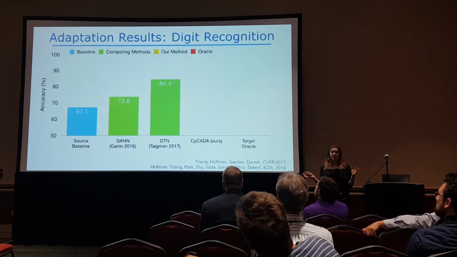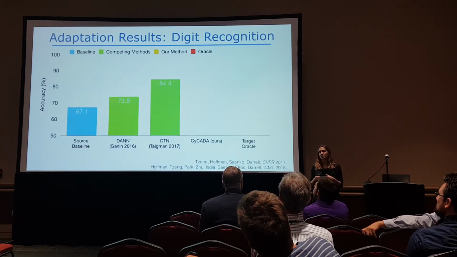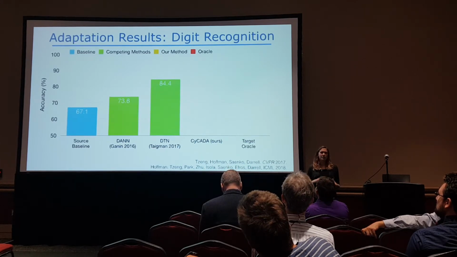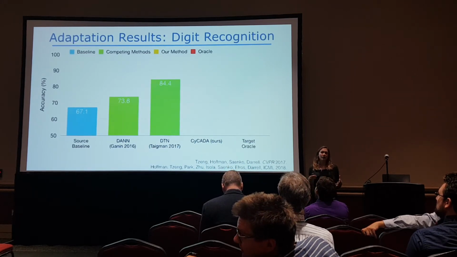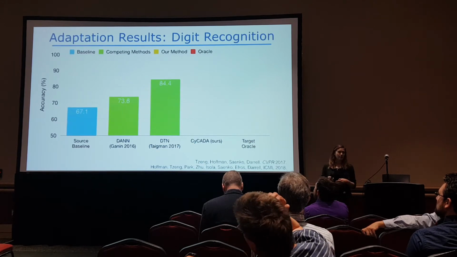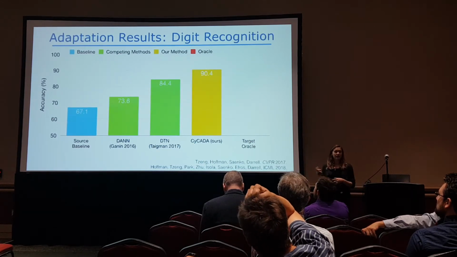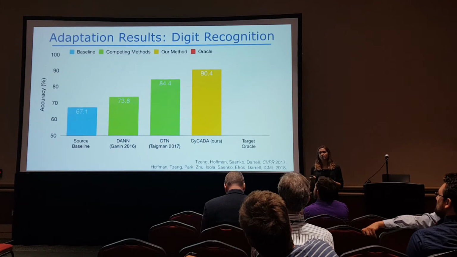A bunch of other people, I'm sure you'll see more as this conference goes on, have worked on these kinds of unsupervised domain adaptation techniques using variants of feature alignment and image space alignment. And a couple of them are shown here. This particular work gets you up to 90%.